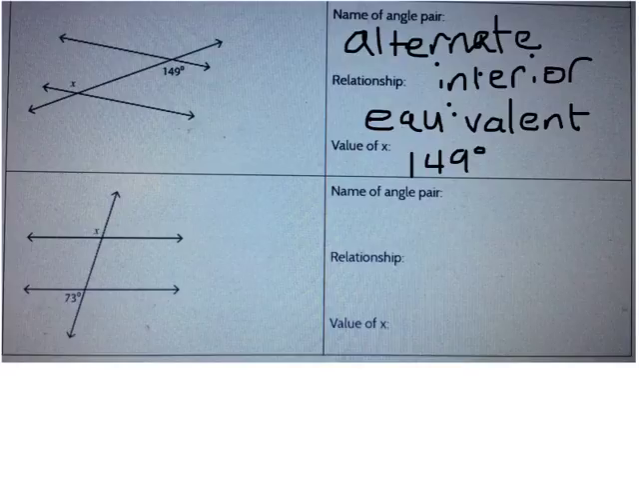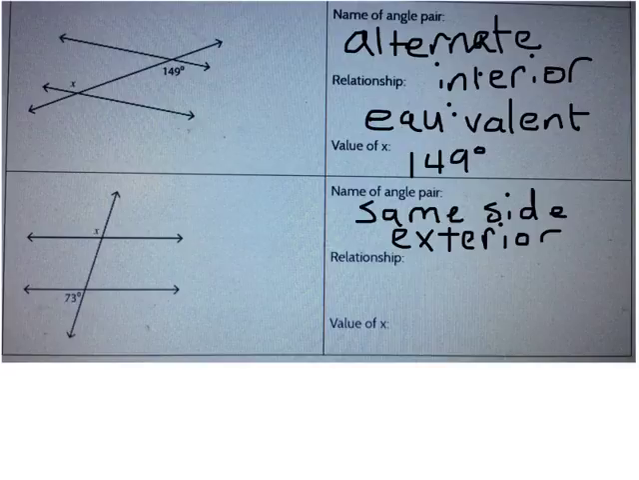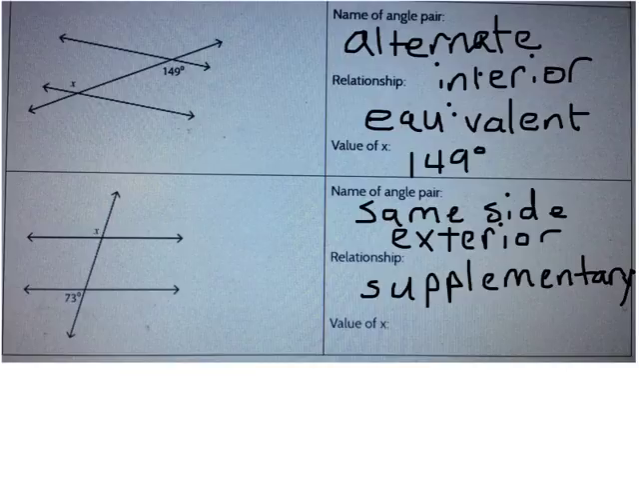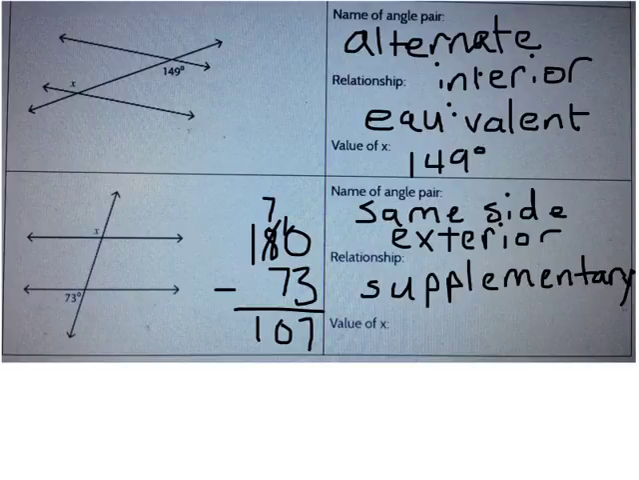Let's look at one last example. What's the angle pair name for 73 degrees and x? These are same side exterior angles. They're on the same side of the transversal, but outside the parallel lines. What's the relationship between same side exterior angles? Same side exterior angles are supplementary. What's the value of x? The value of x is 107 degrees.